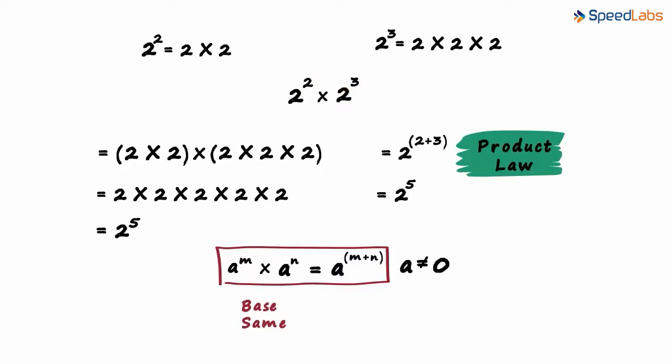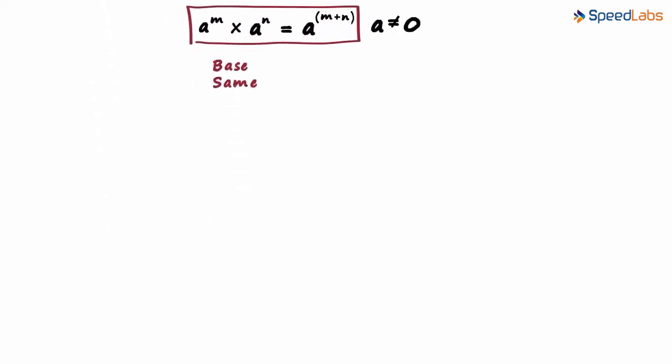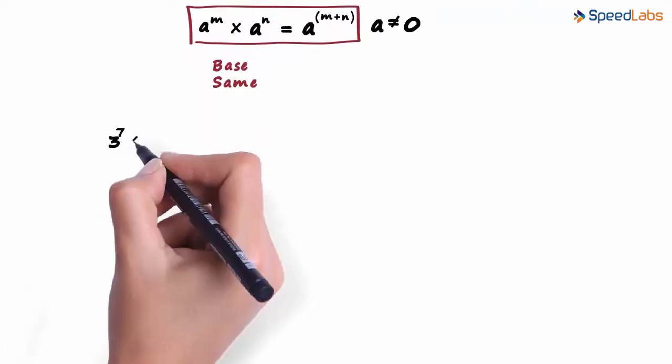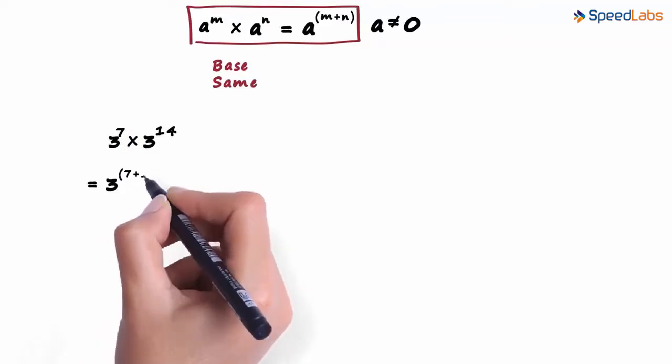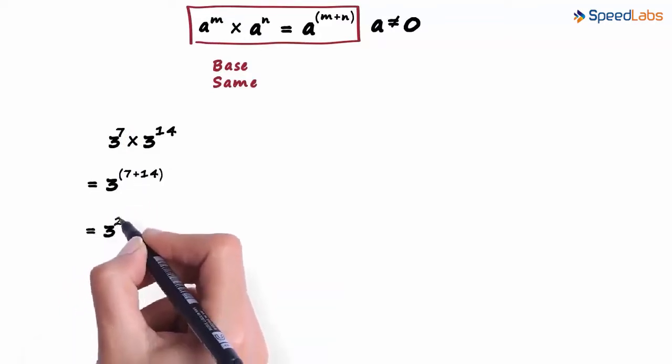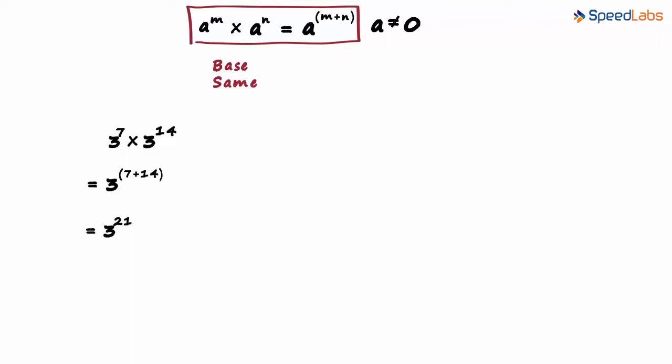So let's try out a few problems using the product law. The first problem asks us to express this in exponential form. 3 raised to 7 multiplied by 3 raised to 14. Since these two are multiplied and have the same base, we can use the product law. Why is it called the product law? It's simply because it deals with the product of two numbers. Using the product law, we can write this as 3 raised to 7 plus 14, which gives us 3 raised to 21. If we did not have the product law, we would have to write 21 3's in our notebooks to arrive at this final answer.